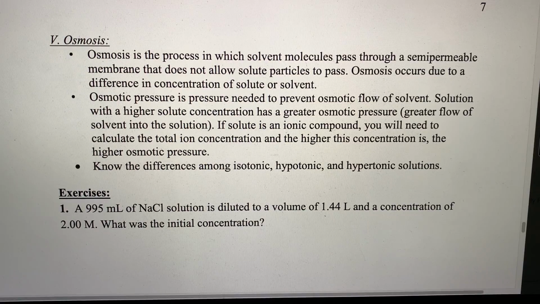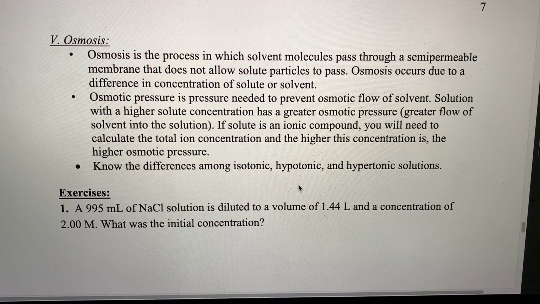All right, so that's osmotic pressure. And so osmosis is the process in which solvent molecules pass through a semi-permeable membrane that only allows the solvent. And as I mentioned earlier, osmosis occurs due to the difference in concentration of solute or solvent. So osmotic pressure is the pressure that pushes the solvent. If you want to stop it, you need that pressure to prevent the flow, and that's called osmotic pressure.